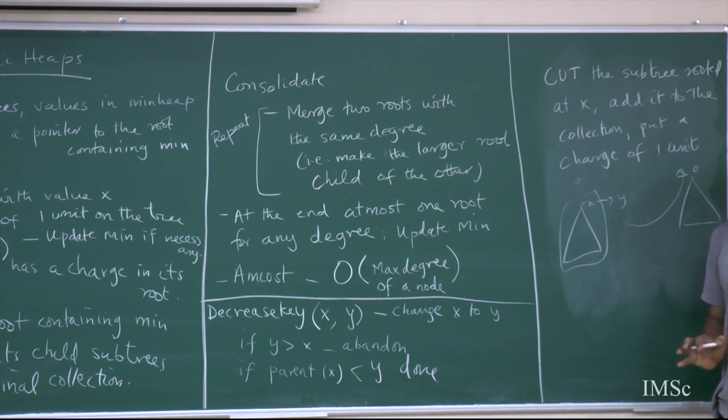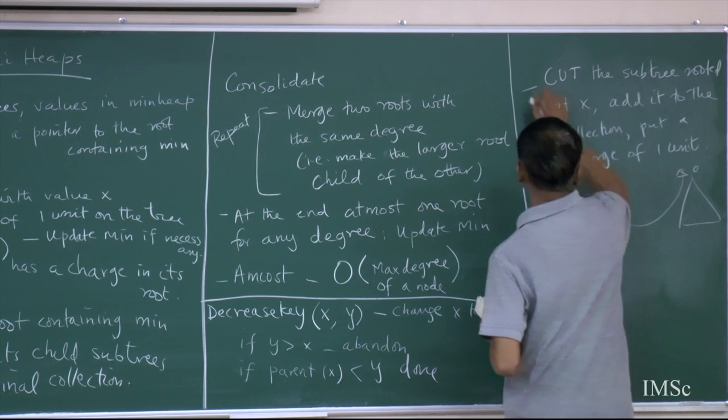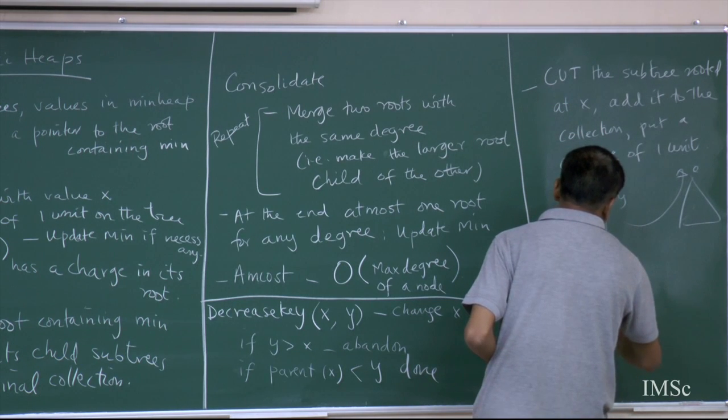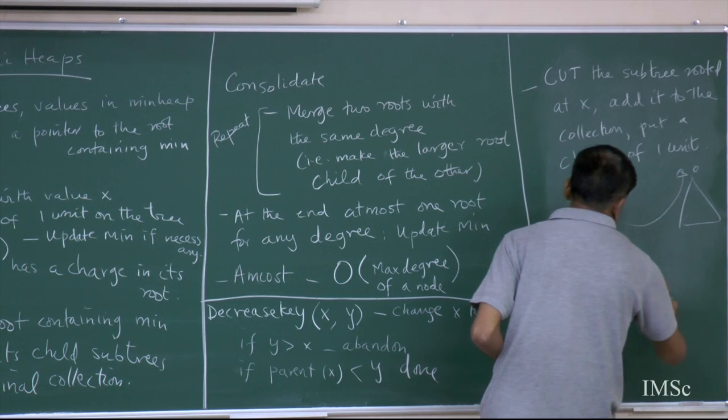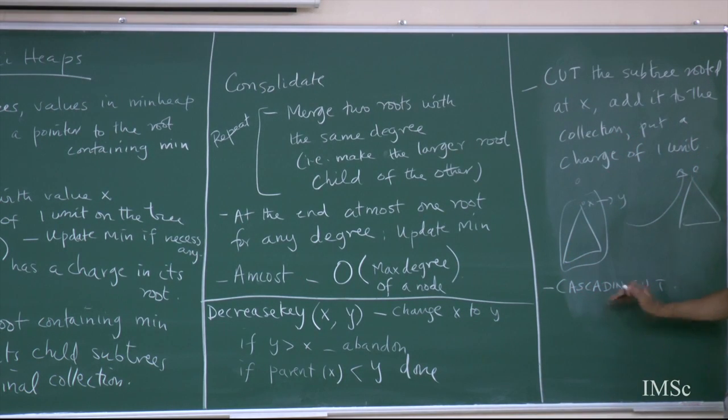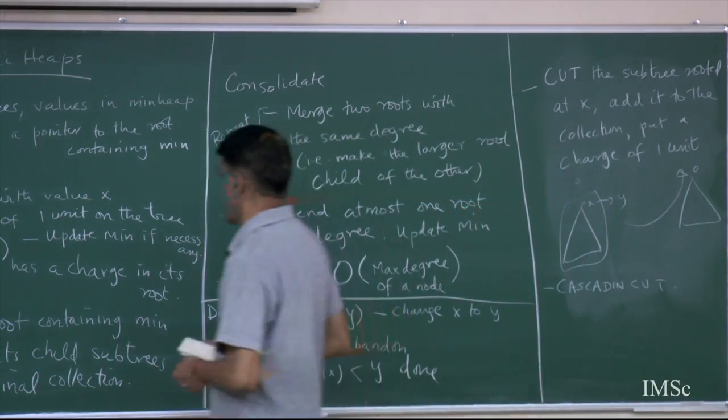Okay, but to avoid arbitrary cuts to any subtree, I want to do it a little more carefully. So one more step we'll do. Let's call this cascading cut. Okay, this is another subroutine. I'll explain what it does. What does it do?